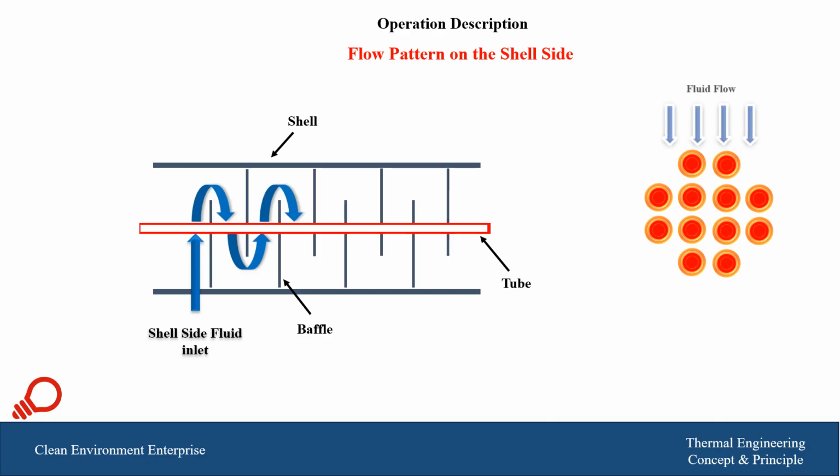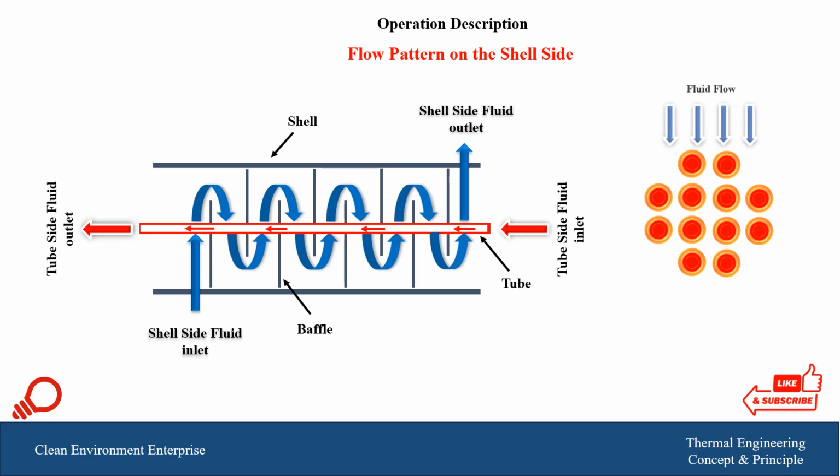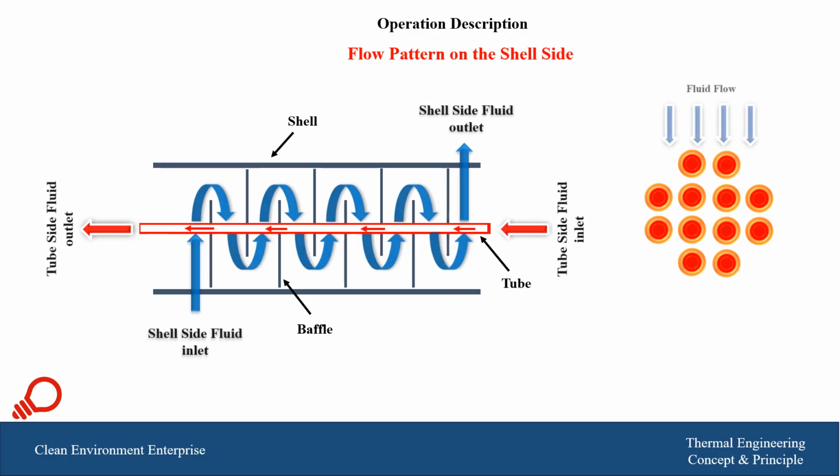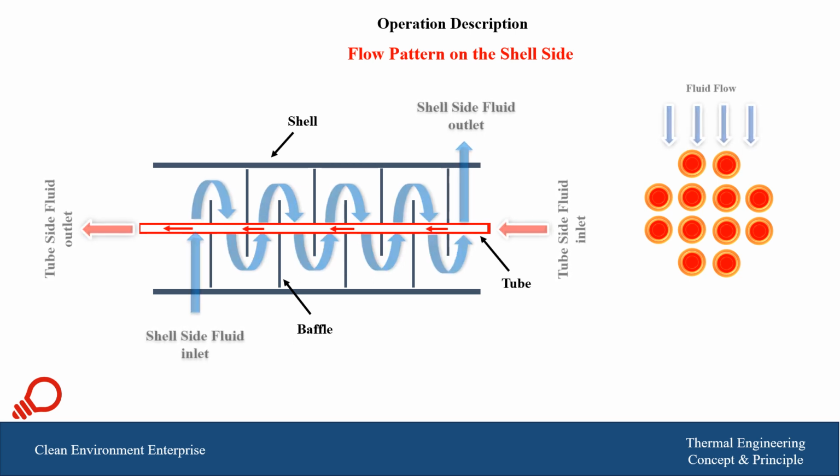We have inlet and then the fluid passes between these baffles, and at the end exits on the other side of the heat exchanger. And we have two fluids, the blue one on the shell side and the red one passing in the tubes. And we have a complete or a true counter flow and cross flow for this type of arrangement.